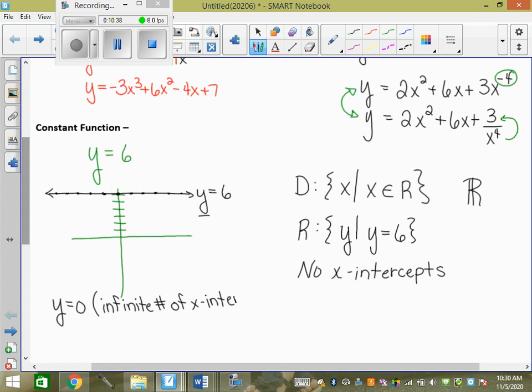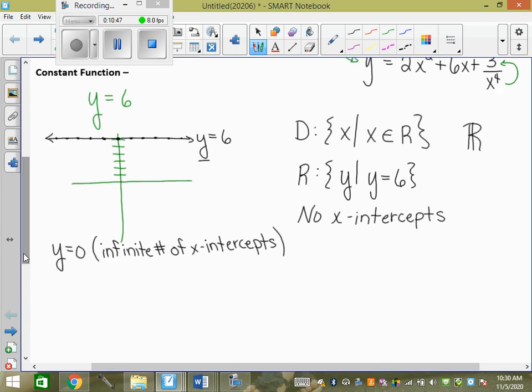What's another word for x-intercept? Infinite number of x-intercepts, correct? What's another word for x-intercepts? There's 2 other words they use for x-intercepts all the time. Do you remember? It starts with an R.